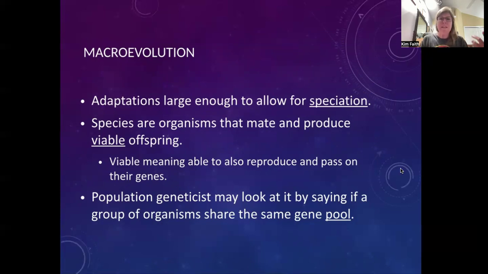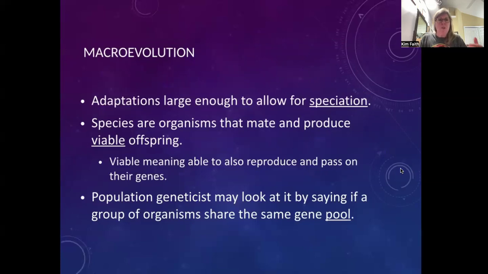So when we talk about a species, we mean organisms that can mate and produce viable offspring. That means if they have babies, they're living. They don't have stillborn, they're not dead. Now, they also have to be able to reproduce. So they have to produce viable and fertile offspring because it doesn't do any good if they have babies and they can't have children.